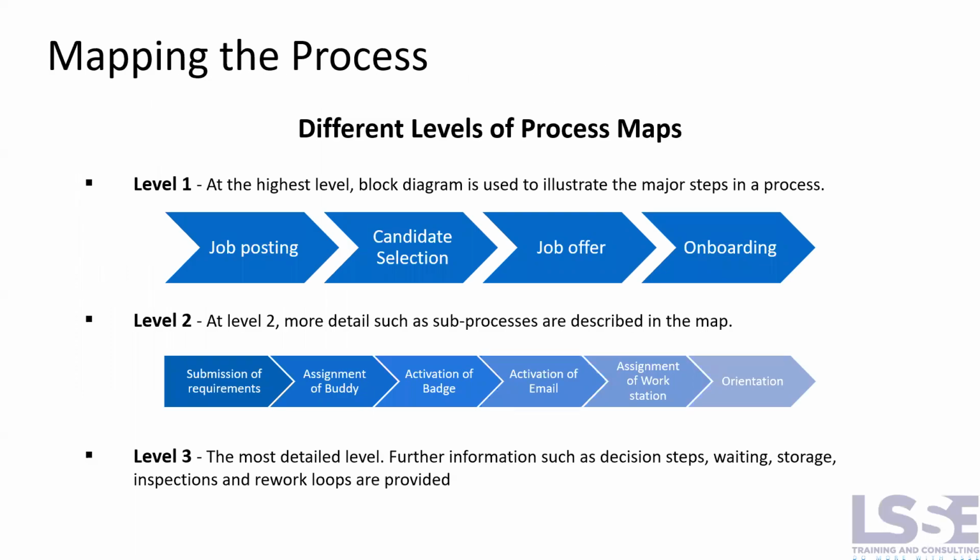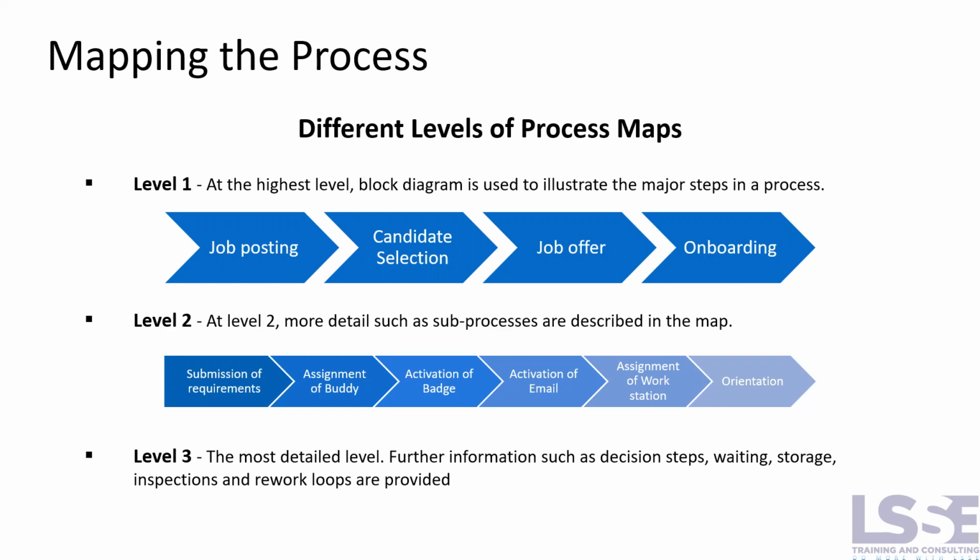And the way you would map a process, there are actually different levels. So it depends, again, on the focus of your project. It varies from one project to another. You can have a level 1 type of process map, which is the highest level, where you just have block diagrams to illustrate the major steps of the process. An example here would be a process for hiring a new candidate. It goes here: the main tasks of job posting, candidate selection, job offer, and onboarding.